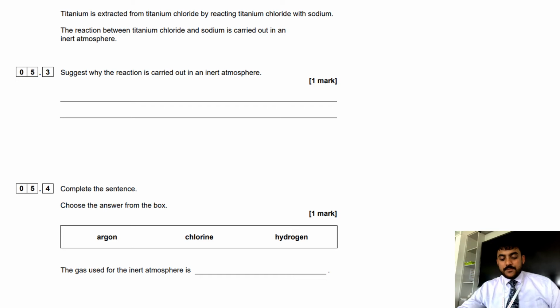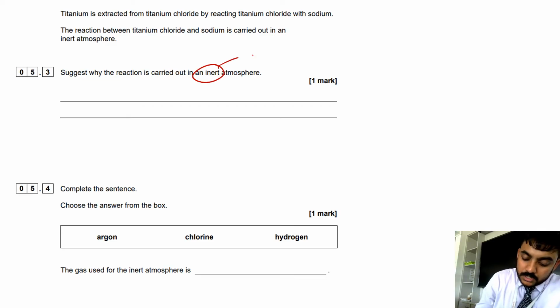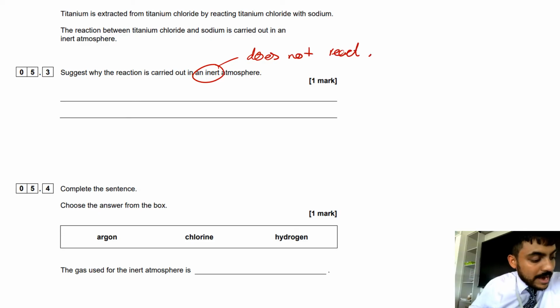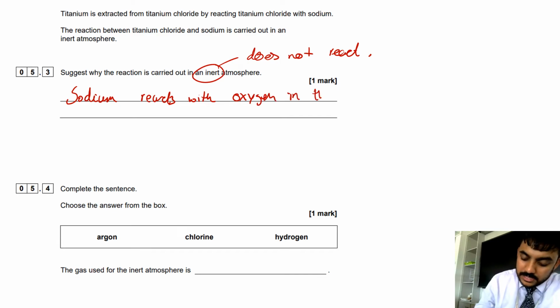Titanium is extracted from titanium chloride by reacting titanium chloride with sodium. So that's how to extract titanium. Now explain why the reaction is carried out in an inert atmosphere. Inert means does not react. Why does the atmosphere or the gases around this reaction have to be inert? Because sodium reacts with oxygen in the air, and if oxygen is removed and replaced with another gas, then sodium won't react.